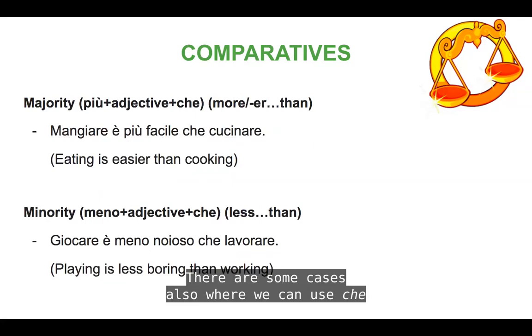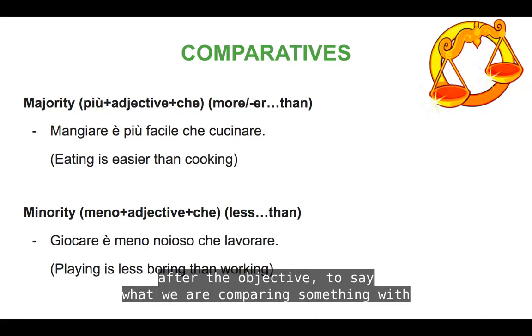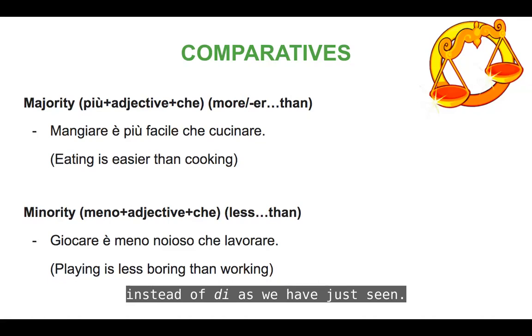There are some cases also where we can use che after the adjective to say what we are comparing something with instead of di, as we have just seen. So one of the most typical examples when we can use che instead of di is when we compare two different situations or actions. And so we use the infinitive verb. So like the example shows.